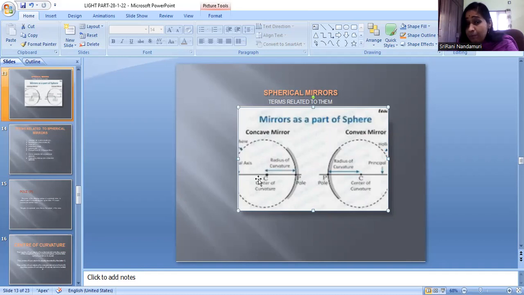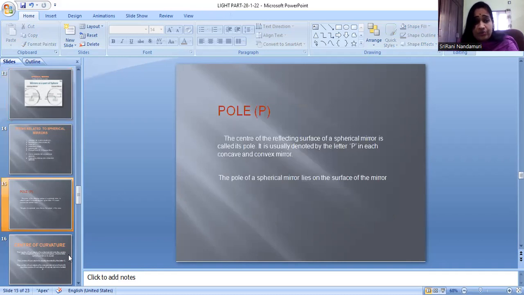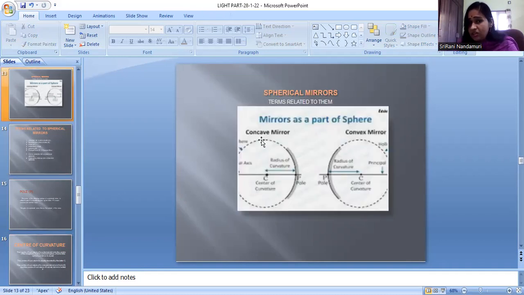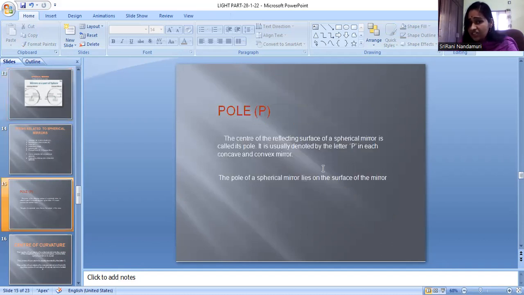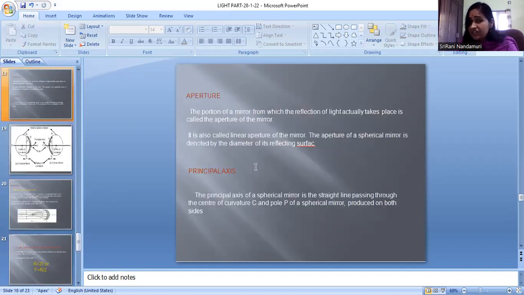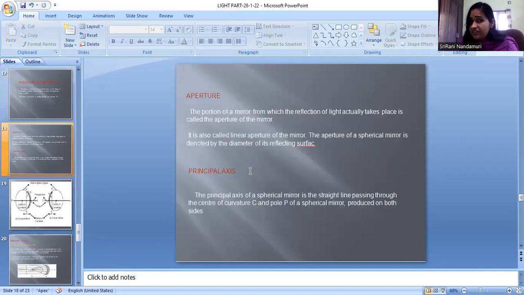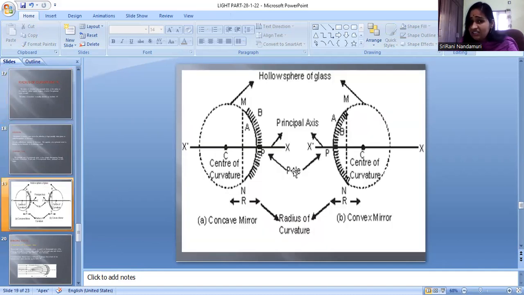Here, this is the pole. You can see the definitions of the pole, center of curvature and radius of curvature, what is aperture, and what is principal axis in this slide. Now in this figure you can see the principal axis. This is the center of curvature and P represents the pole.